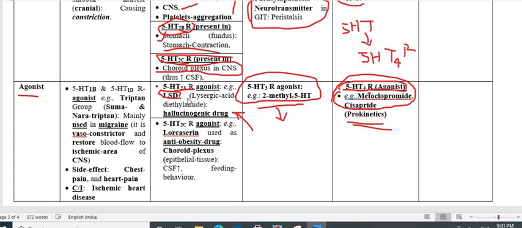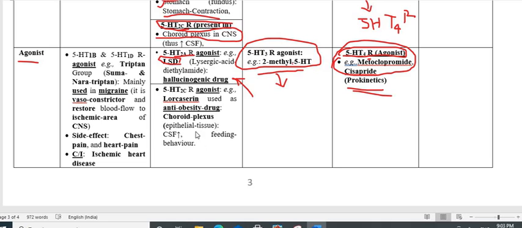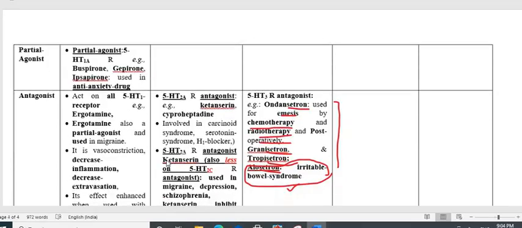So lysergic acid diethylamide is a 2A receptor agonist, and another agonist is a 2C receptor agonist. The drug is lorcaserin. Lorcaserin is used as an anti-obesity drug, so this is going to reduce obesity. The anti-obesity 5-HT2C receptor agonist lorcaserin is also going to increase the cerebrospinal fluid.